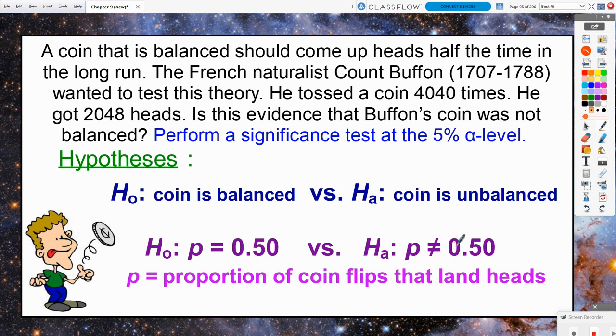Versus, on the other hand, if the coin is not fair, if it is unbalanced, we truly don't know if we're going to see more heads or more tails. So the proportion of coin flips that land heads might be greater than 50%, or it might be less than 50%. We don't know which way the balance is off on that coin.